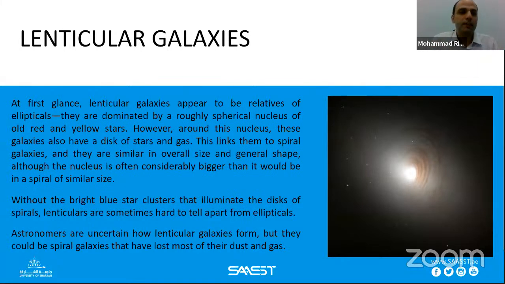This kind of galaxy is dominated by a spherical nucleus. And the main thing that helps you distinguish between lenticular galaxies and elliptical galaxies is the existence of dust and gas. So we can see lines and circles of dust and gas rotating around its nucleus.